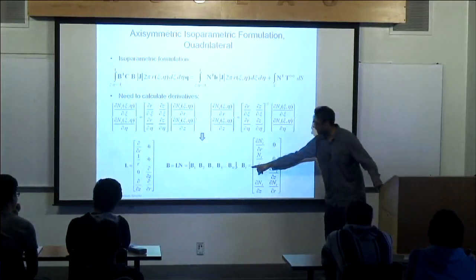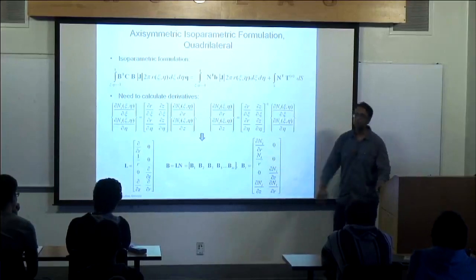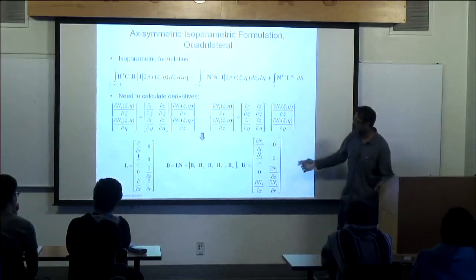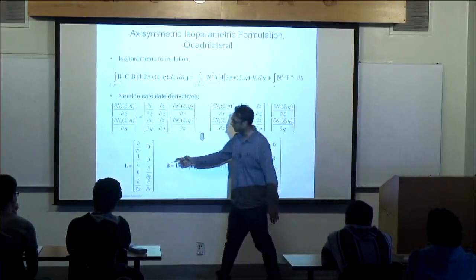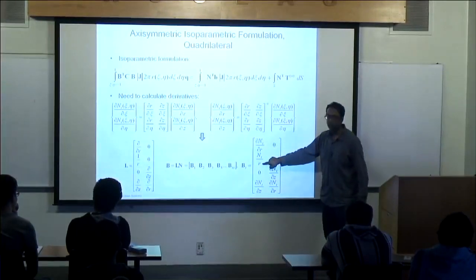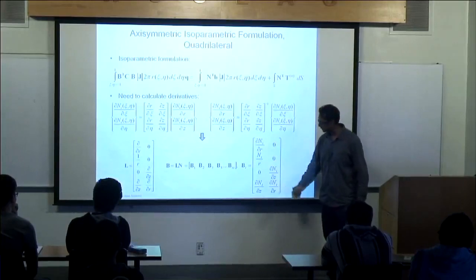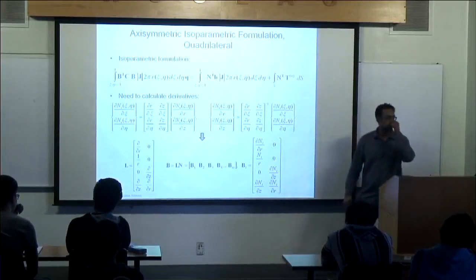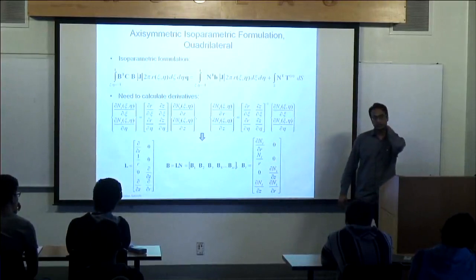And then again, B_I is given here. I just put it there for completeness, but I didn't have to do that. I want you to notice one thing: you do have a 1 over R, and so that's going to come here as a derivative of N_I with respect to R, okay? So important to remember that. Do you guys have any questions on this? No questions?